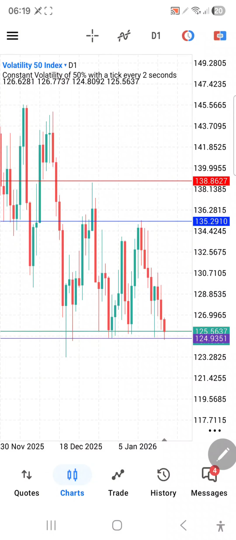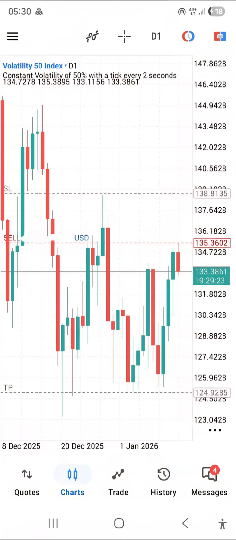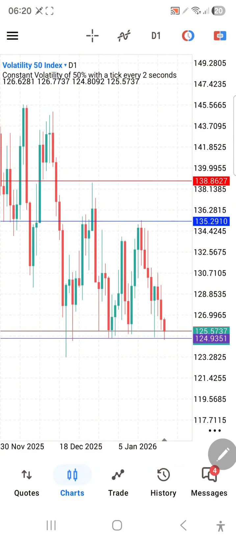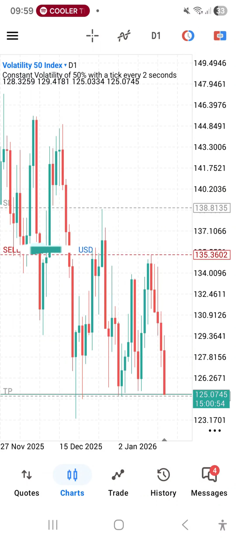So my entry was actually a sniper entry. My entry was this blue line, this red line was my stop loss, and this purple line was where my take profit was. This setup was taken from the daily time frame. This was when I took the setup and it was triggered. You could see it was a sniper entry, and this was when the trade hit take profit.